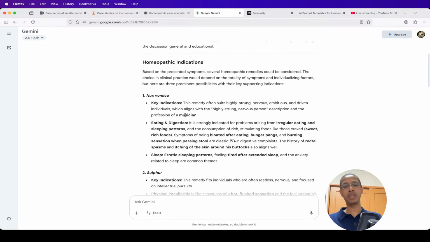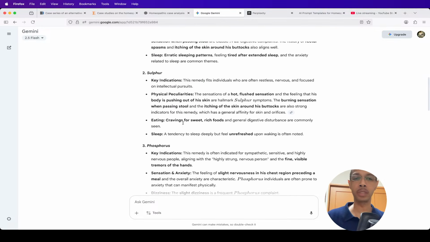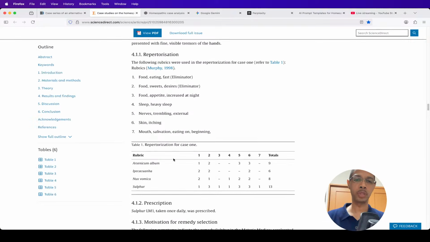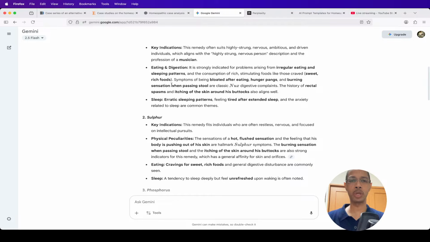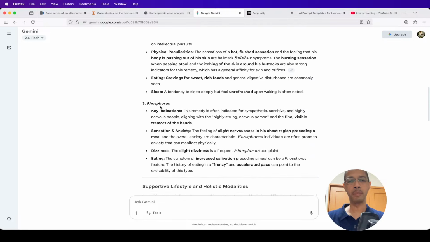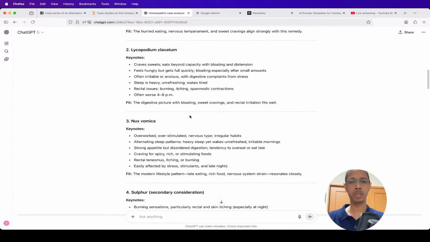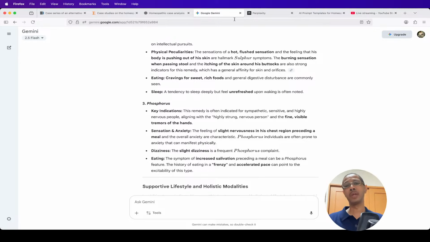And this is the first basic prompt here. But this one also came up with sulfur as one of the remedies, which again is what they prescribed here, right? Sulfur, Nux vomica. So this one also had Nux in it as well. But phosphorus came up here. Let me see, did ChatGPT also have phosphorus? No, it did not. So it gave a different one here.